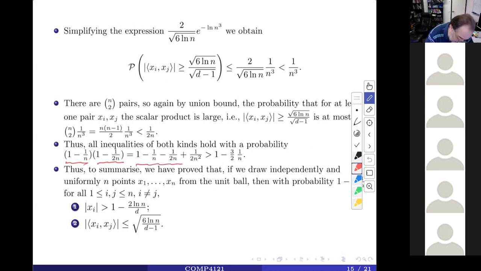If you multiply this, then both features will be preserved with probability at least the product of the two probabilities. And lo and behold, if you multiply these two probabilities, because this is positive, you get that this is larger than 1 minus 3 over 2 times 1 over n. So this is really all a direct consequence of the Gaussian annulus and the slab estimation. What is the practical use of this theorem?